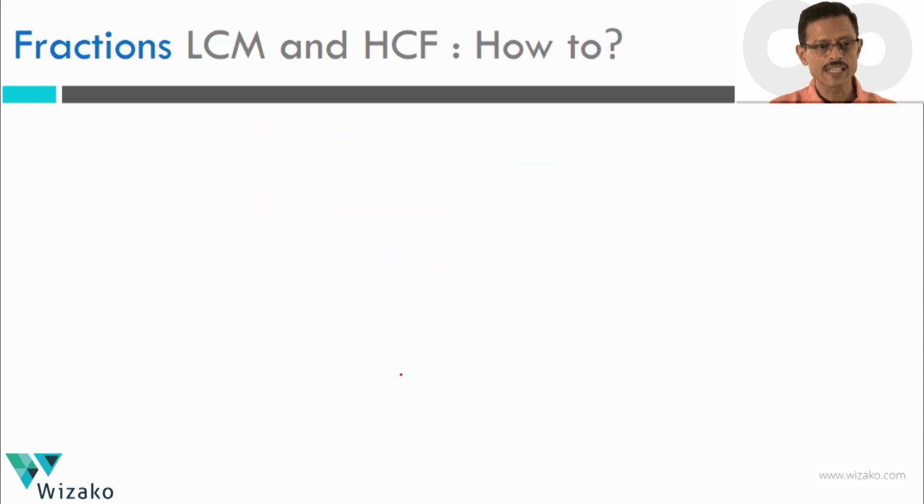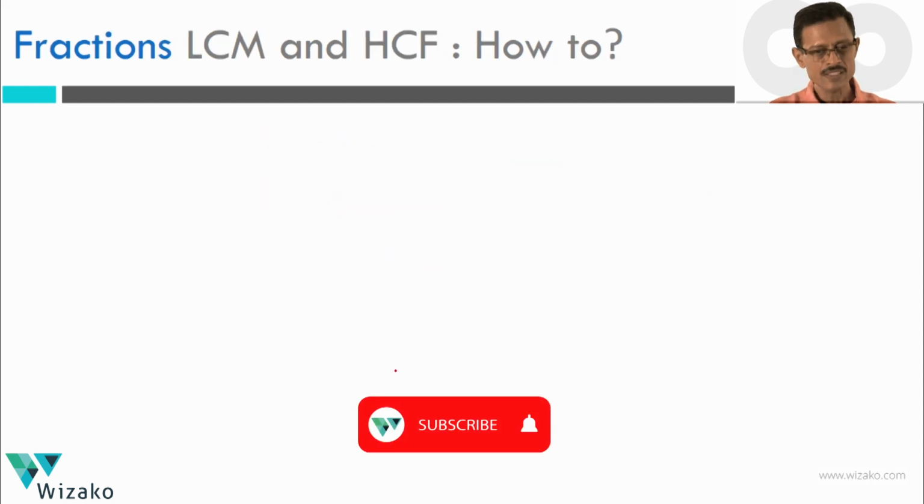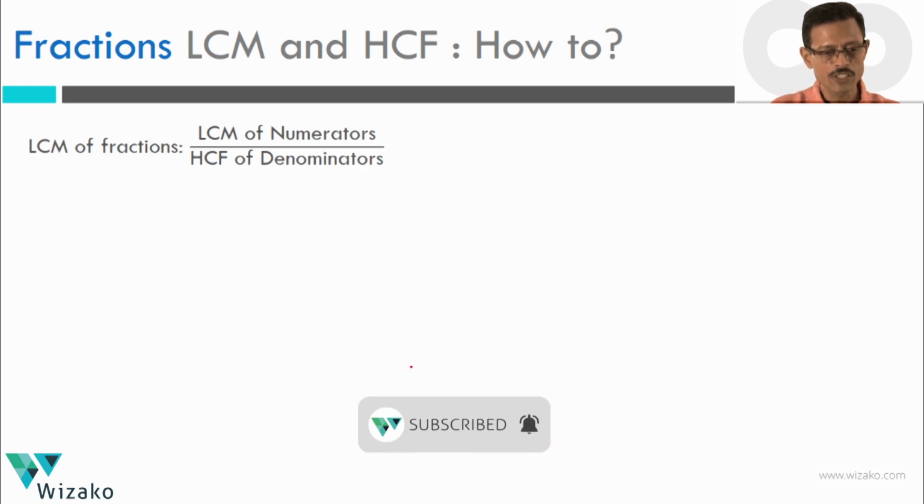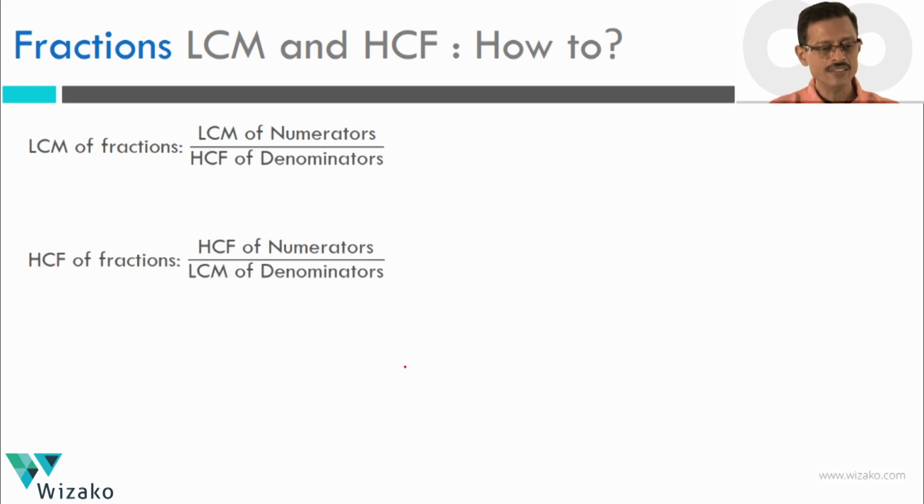Let's look at how to find the LCM and HCF of fractions. In the case of fractions, it's the formula. LCM of fractions is equal to LCM of the numerators divided by the HCF of the denominators. The HCF of fractions is the other way around. Find the HCF of the numerators divided by the LCM of denominators.